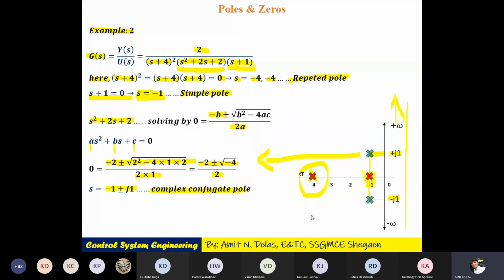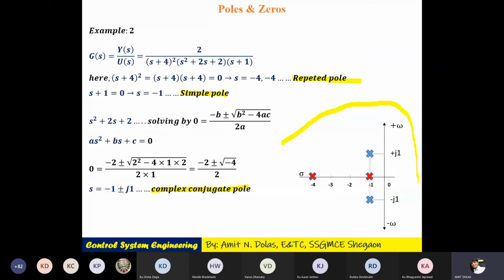So there may be 3 types of poles in any transfer function: simple pole, repeated pole, and complex conjugate pole, and they can be plotted in the S domain in this way, on the real and imaginary axes.